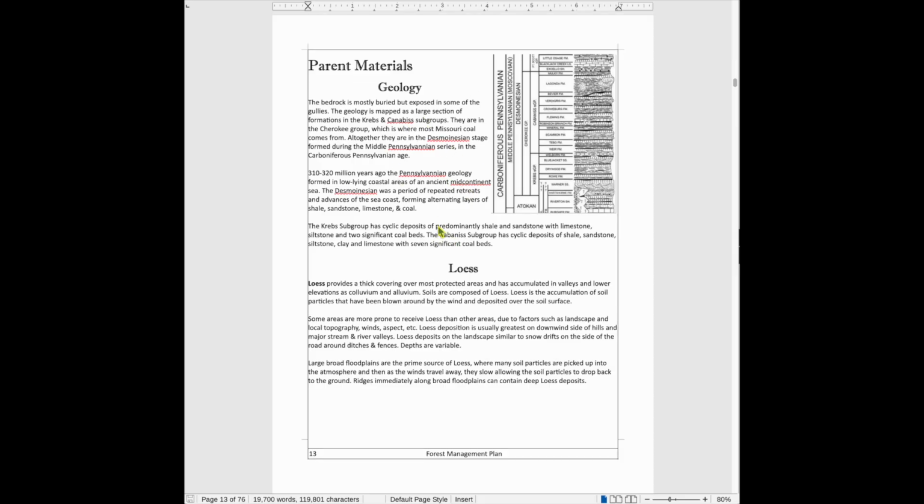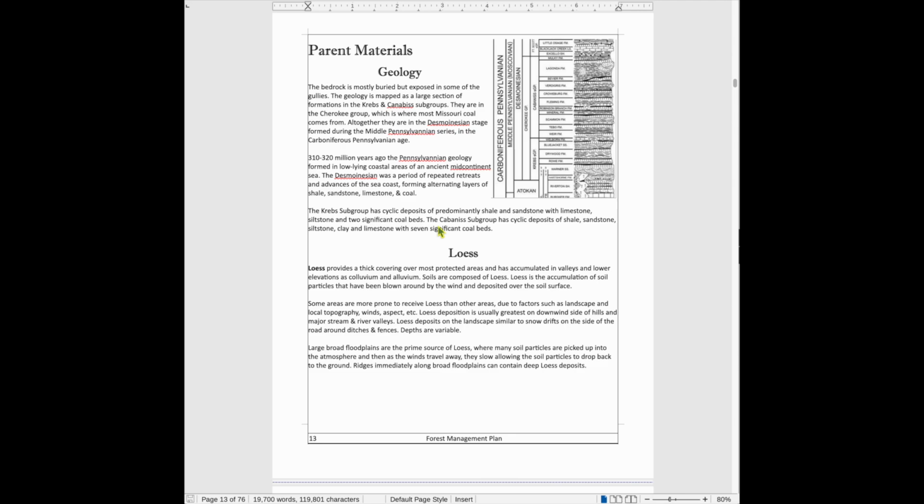Okay, so then in the plan, I just give a little details on geology. On some properties, geology is really important because soils are thin and the geology is exposed, and it's really influential. On some properties, such as the one that this plan is for, the geology is all buried, and so it's really not that influential. It's buried quite a bit by loess.